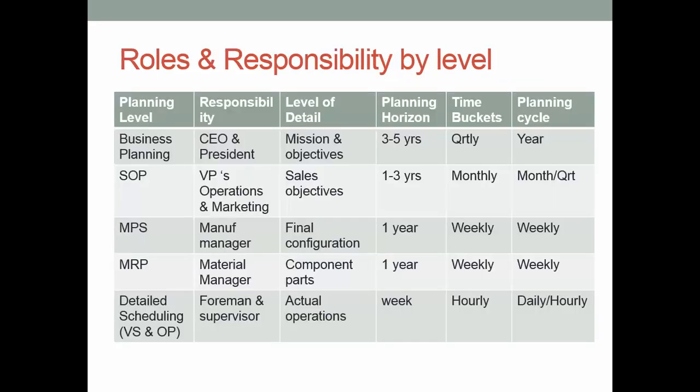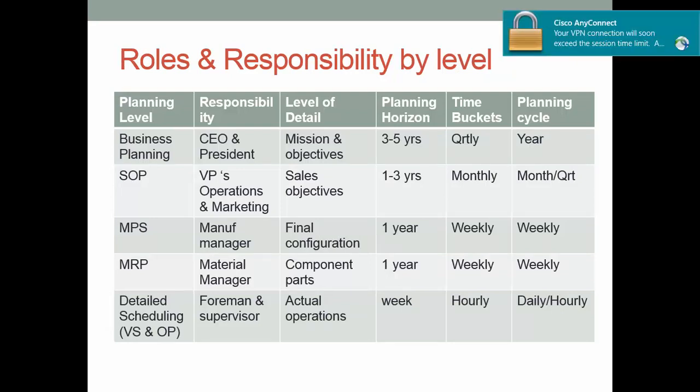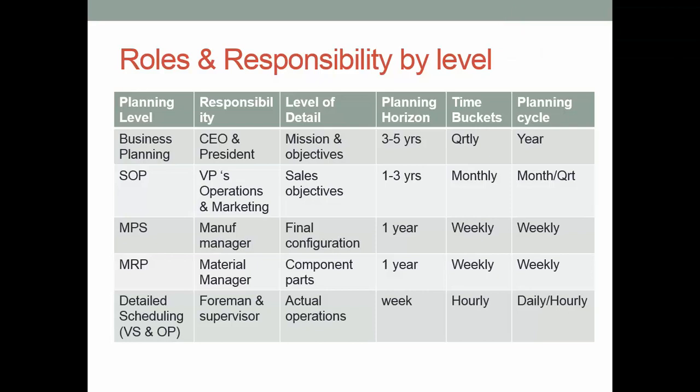What are the typical roles and responsibilities by different levels? Well, when we talk about business planning, we talk about the CEO, the president, the mission and objectives, and a 3 to 5 year plan. It's quarterly, and the planning cycle is yearly. When we talk about SOP, we talk about vice presidents. It's usually a much smaller horizon of 1 to 3 years, and it's usually done on a quarterly planning cycle. MPS is usually done weekly, MRP is done weekly as well, and of course the detailed schedule is looked at daily, if not hourly.